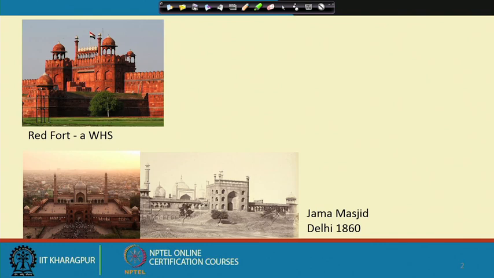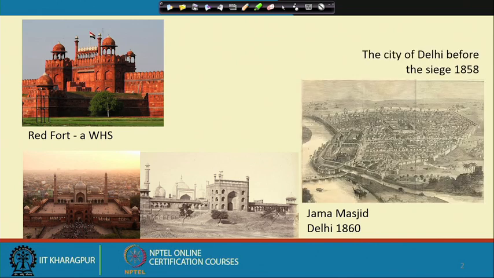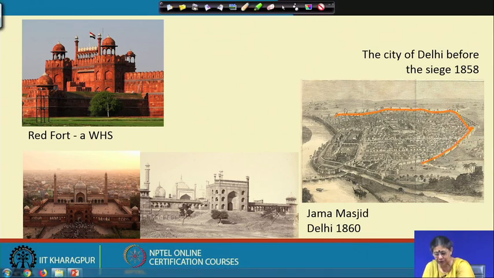Let us talk about, as an example, the Red Fort in Delhi, which is a World Heritage Site. We know in its close vicinity there is also the Jama Masjid and the Fatehpuri Mosque. But when we see the city of Delhi before the siege in 1858, it is not only the Jama Masjid and Red Fort, which you can clearly see here. There is a boundary, and these are the monuments we see here, this is the Jama Masjid. But what is important is that there is also a spine, which is the commercial spine, and a larger residential and commercial area, which comprises what we call Shahjahanabad or Old City.